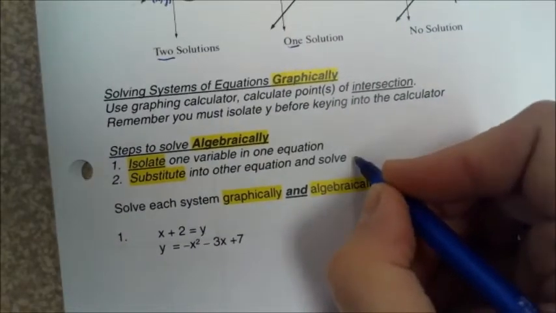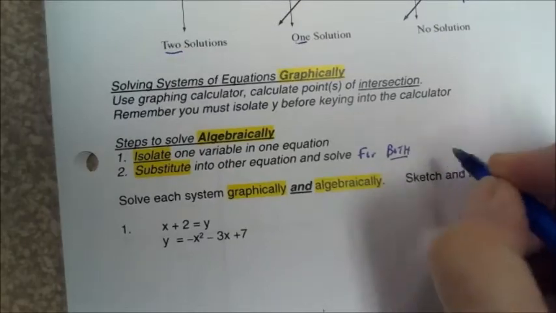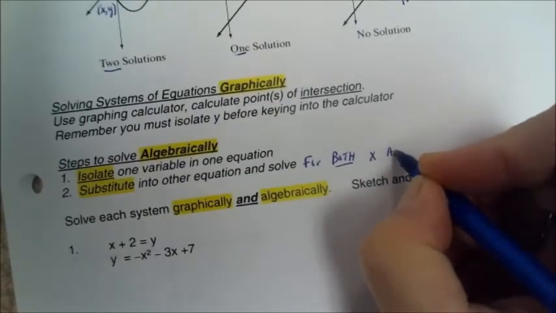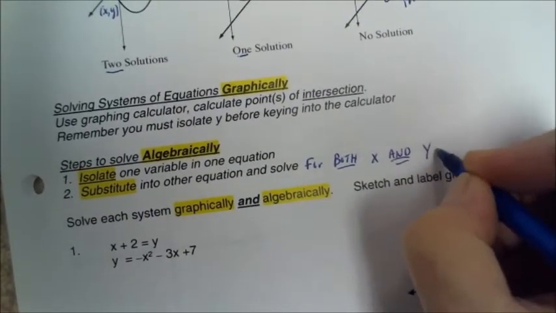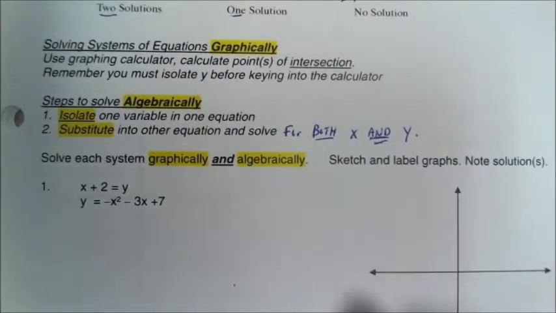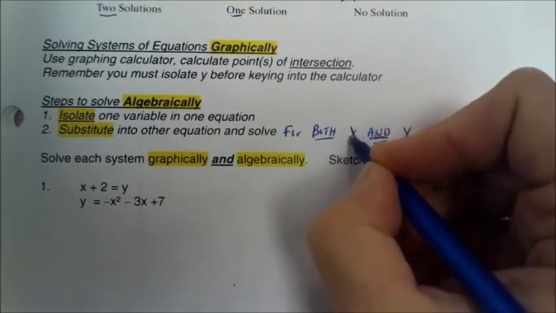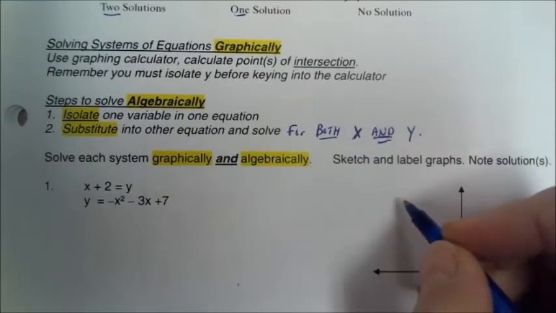I want you to add this: solve for both x and y, because we have x and y coming out of this, so you need to solve for both. Some people stop after they figure out what x is and think they're done, but you're not done until you found out what y is.